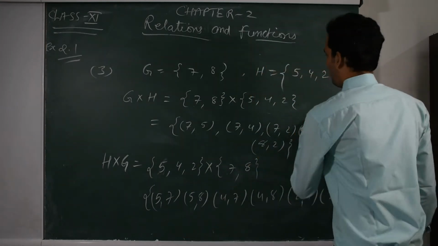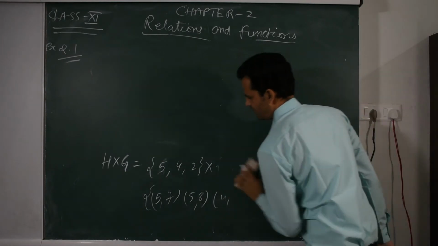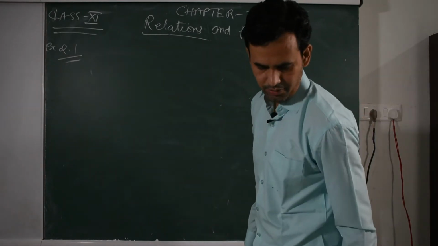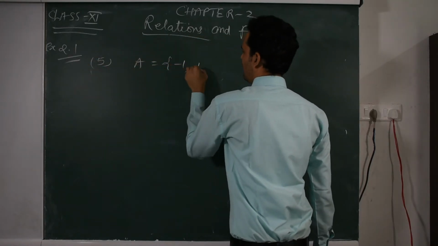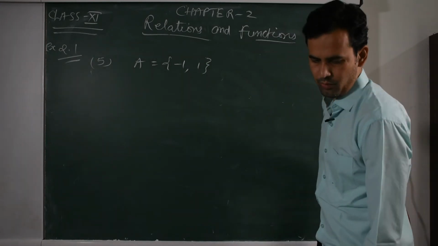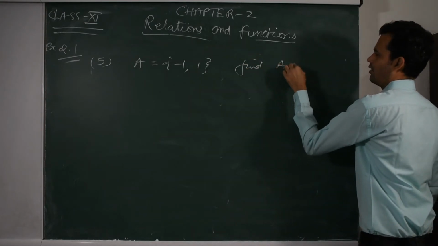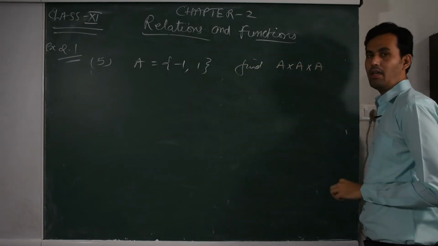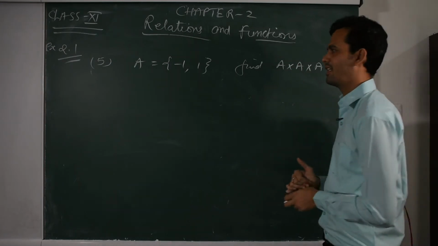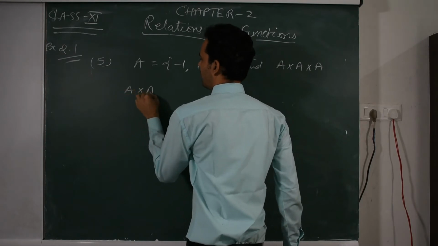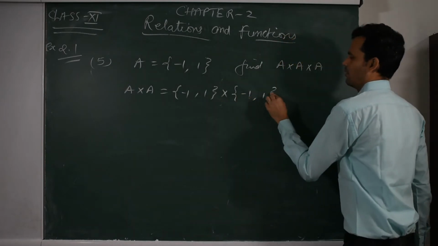Now question number 5. In question number 5 there is one set given, that is A. Set A is given as {-1, 1}, and we have to find A cross A cross A. It means triple Cartesian product, triple product of one set. So first we find the Cartesian product of two sets, that is {-1, 1} into {-1, 1}.